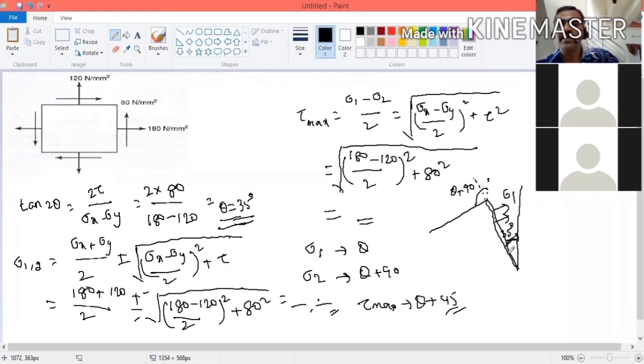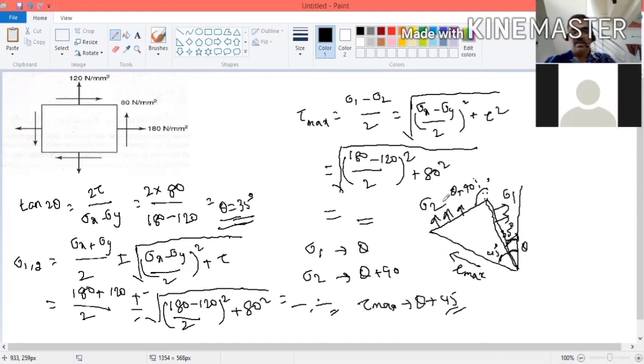Now from here you take 45 degree and draw a line. This is 45 degree, this is theta. So theta plus 45. What is the direction of the shear stress? This is tau max. Always shear stress will be parallel to the plane. Here you have to put sigma 2. Sigma 2 is also tensile. So this is sigma 2. This is the way you have to represent the planes. Now you can see the answer for this problem.